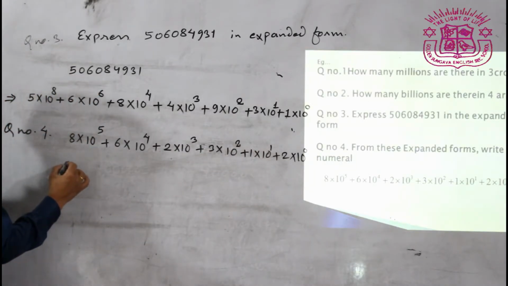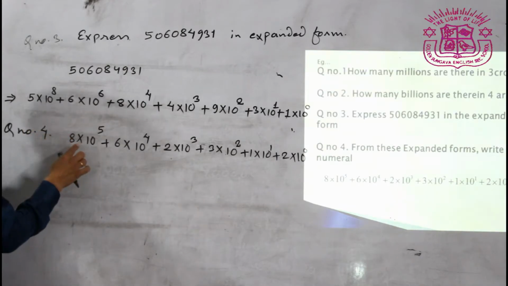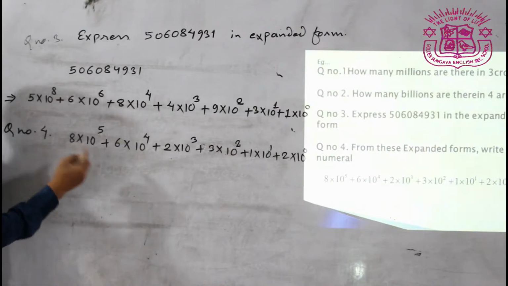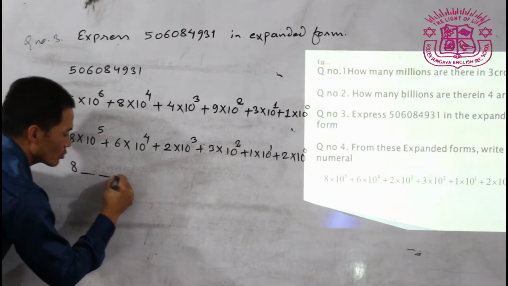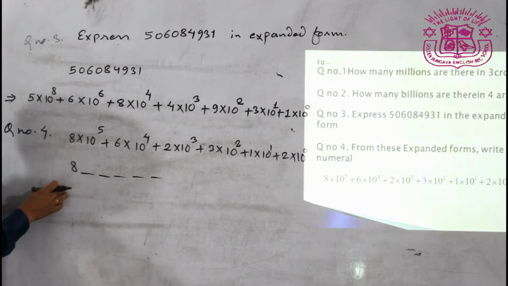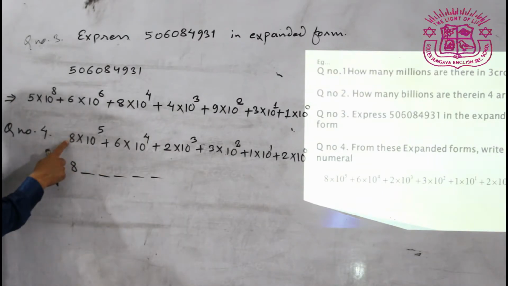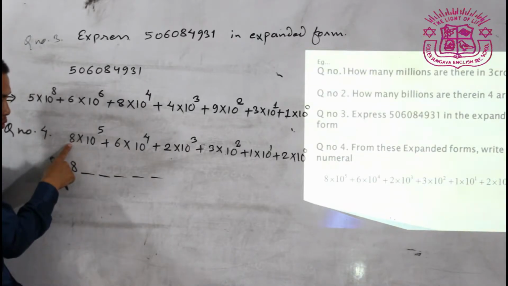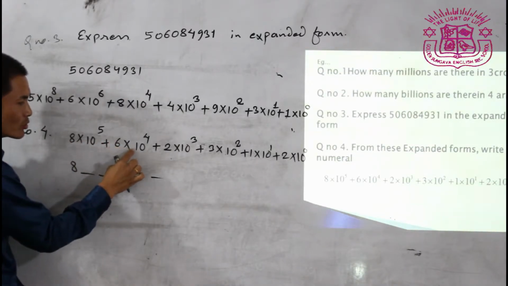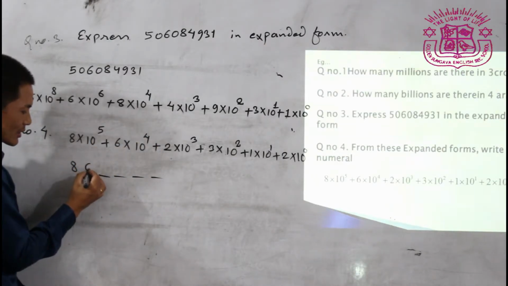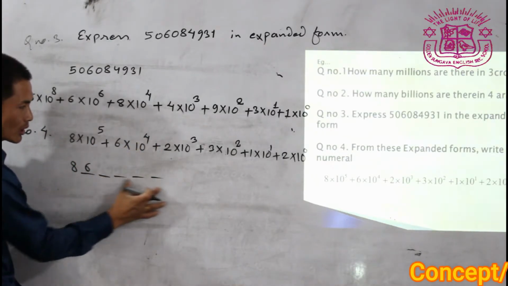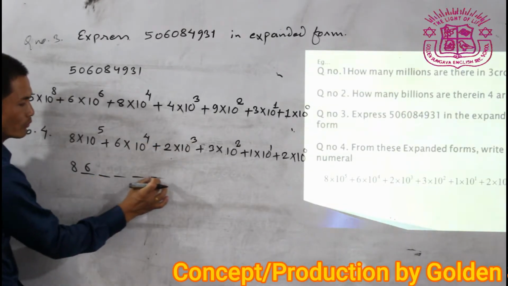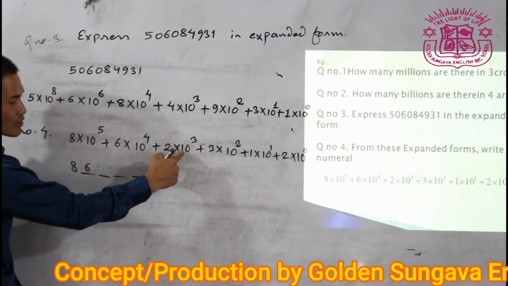Let me write it first. 8 times 10 to the power 5 means after 8 there must be 5 digits, right? So make 5 blanks, 1, 2, 3, 4, 5, so that it is easy for you. Then 6 times 10 to the power 4: after 6 there must be 4 digits, so there are 4 blanks, 1, 2, 3, 4. Then 2 times 10 to the power 3.